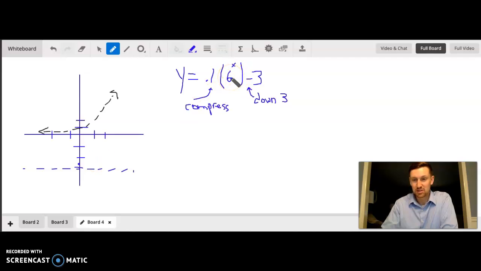The 6 just makes it grow a little more rapidly. In other words, it would just be a little bit more like this. Not too worried about that, because it's very slight, unless it's a huge number. And then the down 3, we already did. The whole thing went down 3.